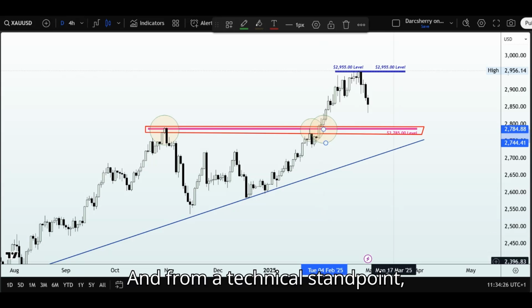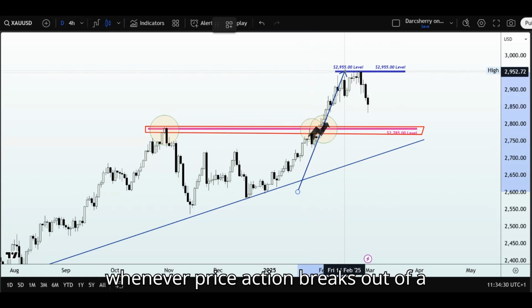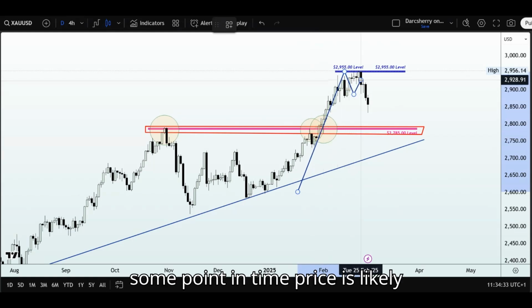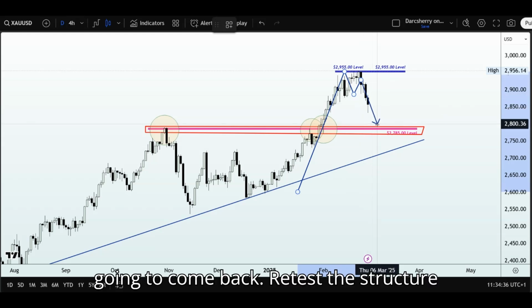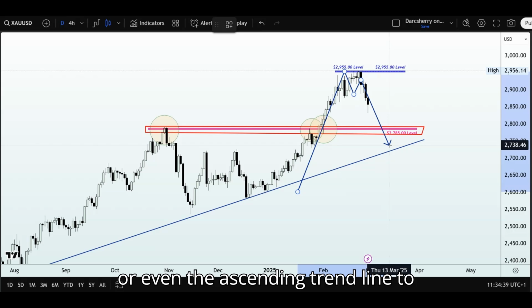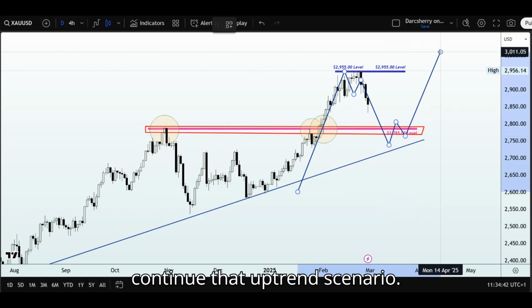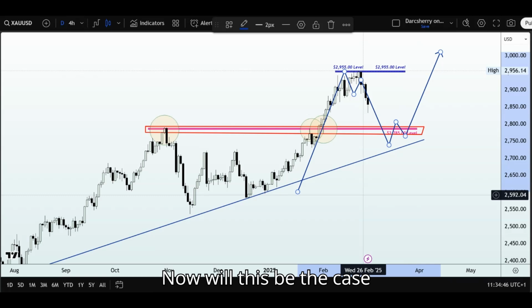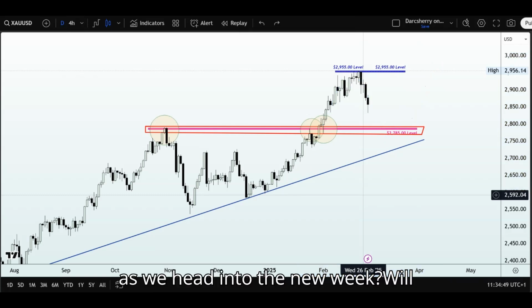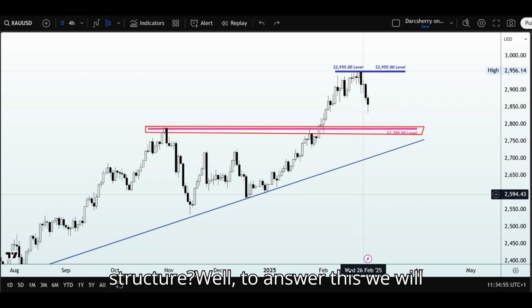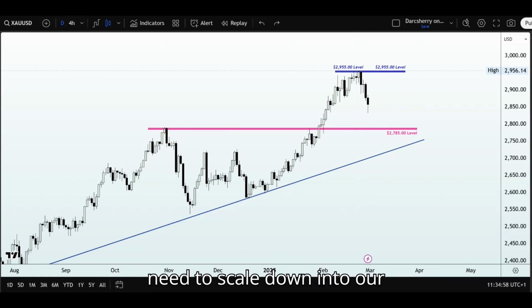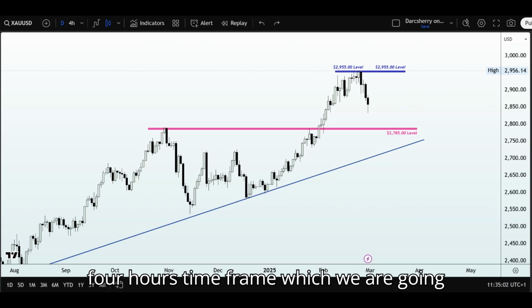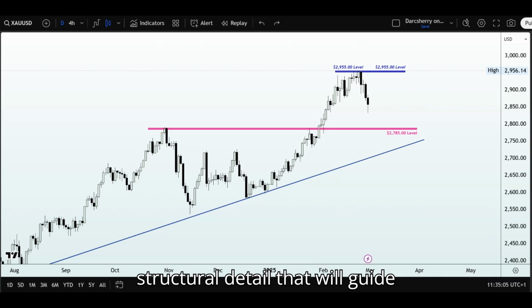And from a technical standpoint, whenever price action breaks out of a key structure like this, we expect that at some point in time price is likely going to come back, retest the structure or even the ascending trend line to continue that uptrend scenario. Now, will this be the case as we head into the new week? Will price ever come back to retest the structure or even break down that structure? Well, to answer this, we will need to scale down into our 4 hours time frame, which we are going to be using to identify a structural detail that will guide our trading decisions around this technical structure.